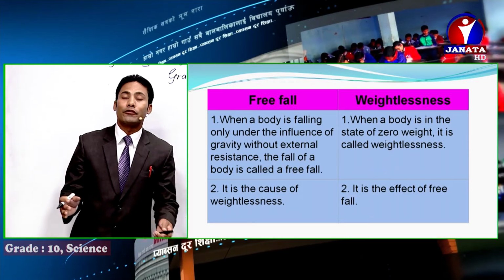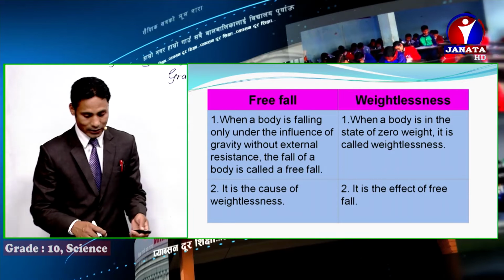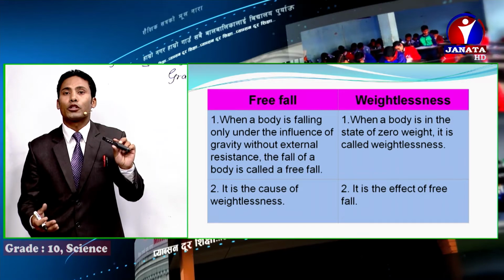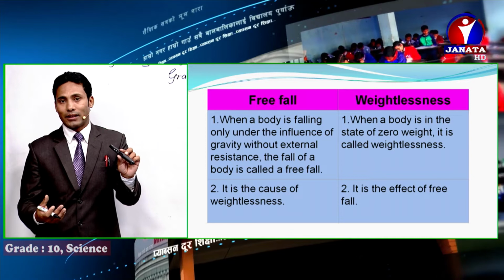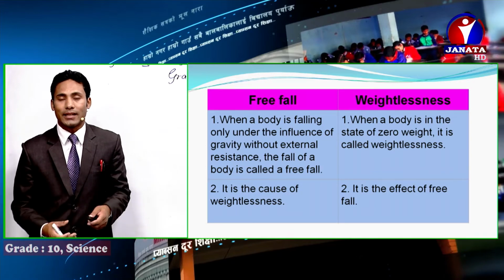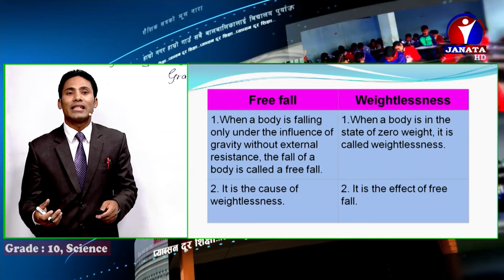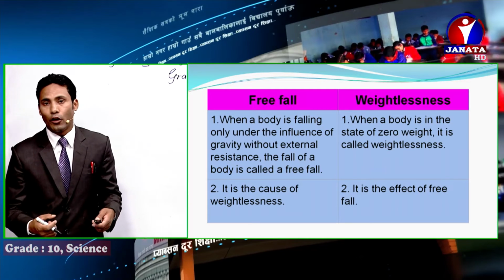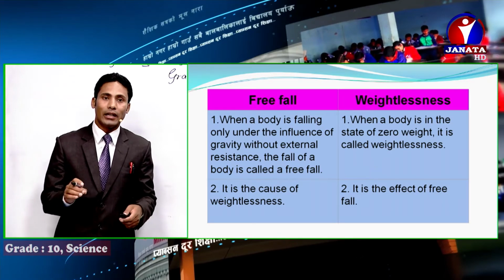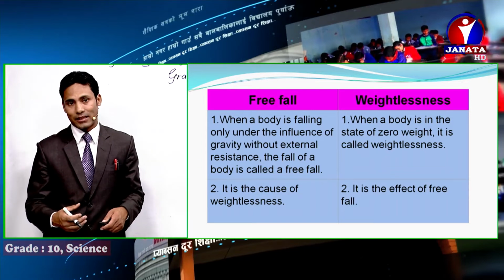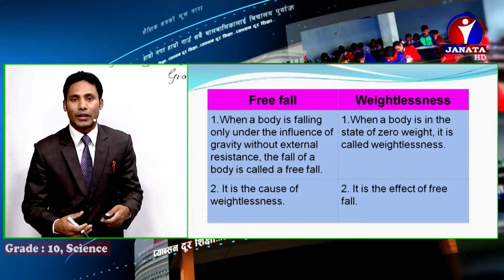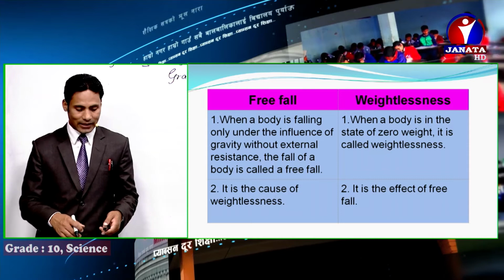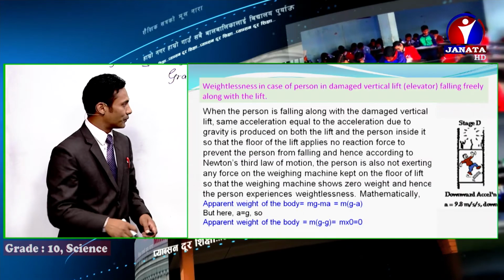Now let's see what is the difference between free fall and weightlessness. I have said that the falling of an object freely due to the force of the planet, without the influence of any external forces, is called free fall. And weightlessness is the condition of the body when the weight seems to be 0. Generally, free fall causes weightlessness. Due to free fall, weightlessness takes place in the body, and weightlessness is the effect of free fall. That is the difference between free fall and weightlessness. Okay.